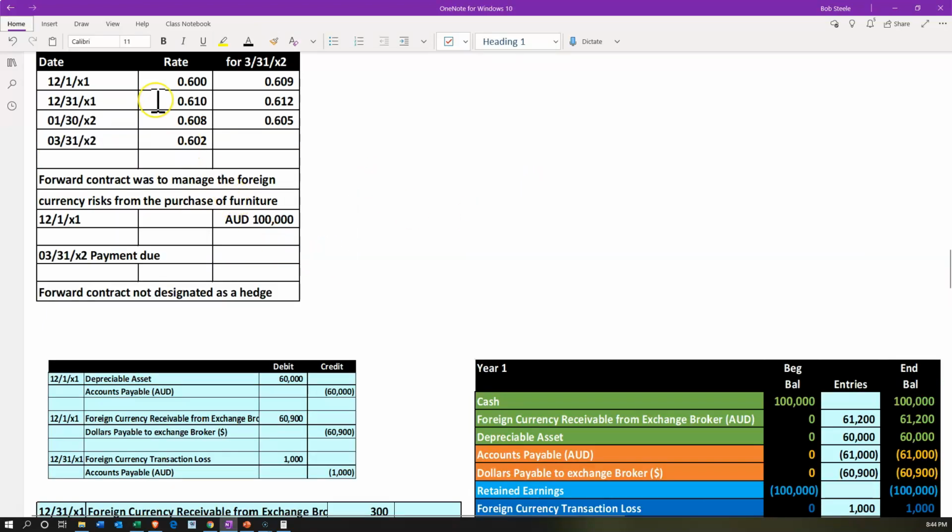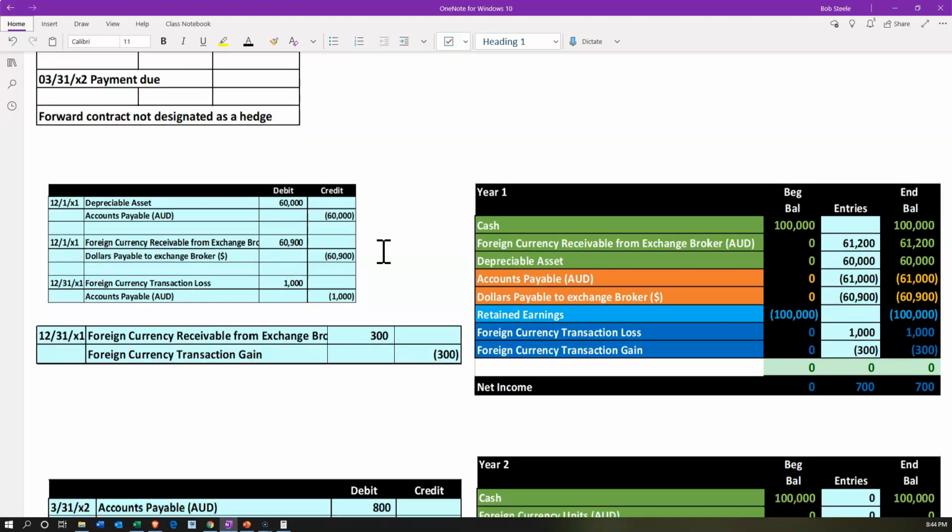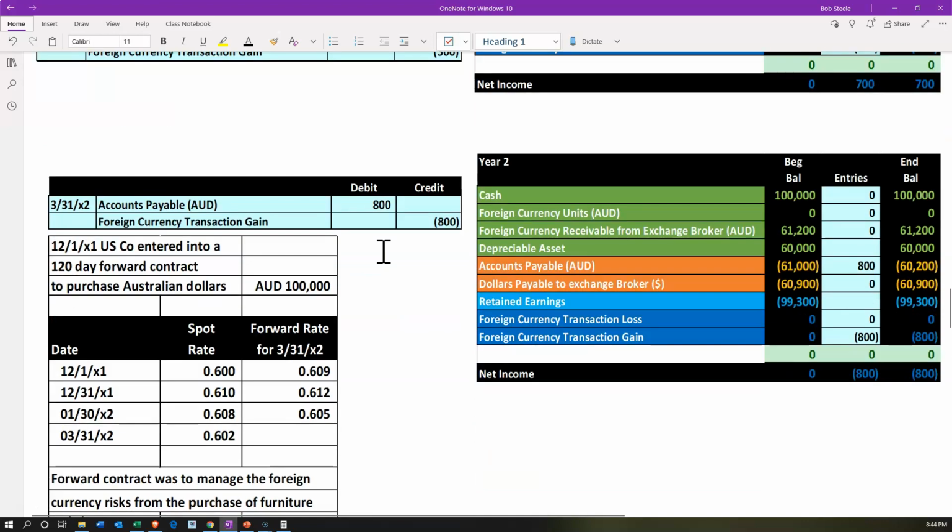Why is it a gain? We're going to have to jump up here to the 12/31/x1 items. That's where we were before. We didn't do anything on 1/30/x2. So up here on 12/31/x1, it was at 0.61. So $1 Australian dollar was 0.61 US dollars. Now $1 Australian dollar is 0.602 US dollars. Therefore, the Australian dollar has gotten weaker because $1 Australian is worth less US dollars. And we're talking about a payable. We're going to be paying in Australian dollars, with something that has gone down in value. So the thing we're actually giving up will be worth less, which is good for us because we're giving it up. It's a payable. So that's why we're going to end up with a gain.